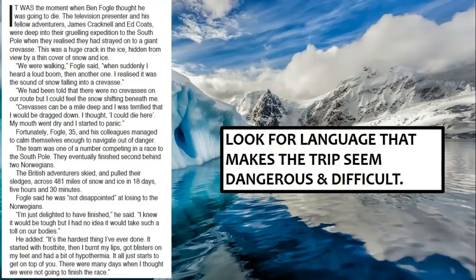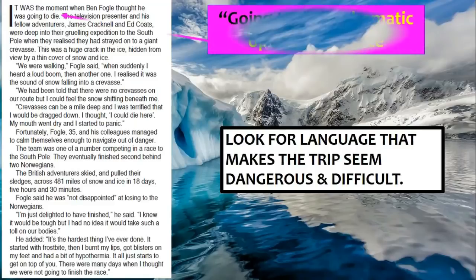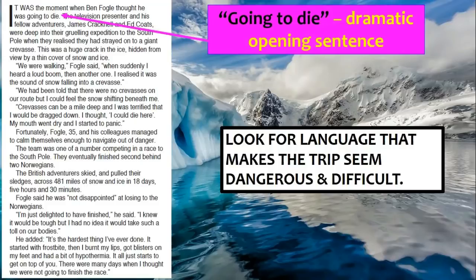So here's just the first column on the left, and we're going to look for language that makes the trip seem dangerous and difficult. Okay, so we're going to pick out a few things here. First of all, the actual first sentence is, it was the moment when Ben Fogle thought he was going to die. So I've zoomed in on that sentence and I've picked out the phrase going to die.